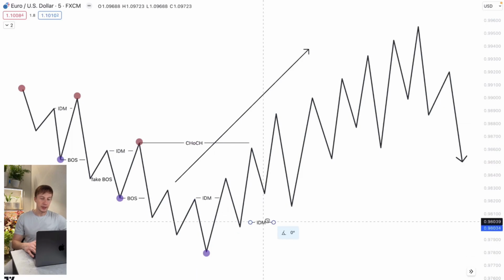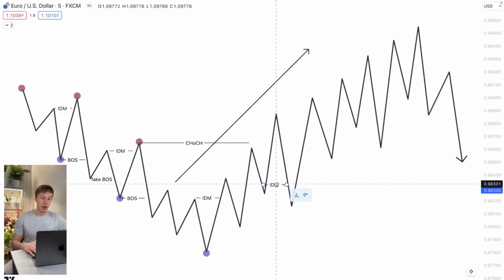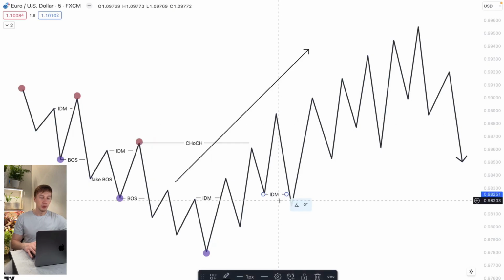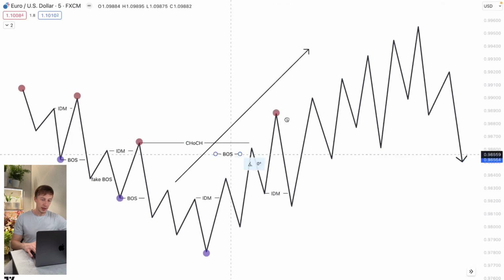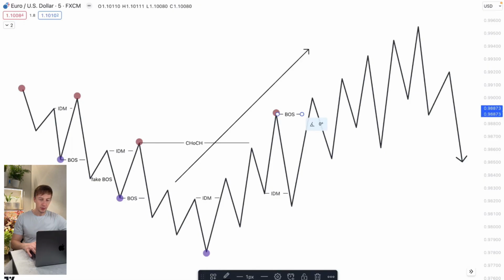The initial IDM was established here, but after the crucial high was broken, it subsequently moves over to this new position. Only after the IDM is broken do we have the right to mark the upper point, and once that point is broken, a BOS will form.